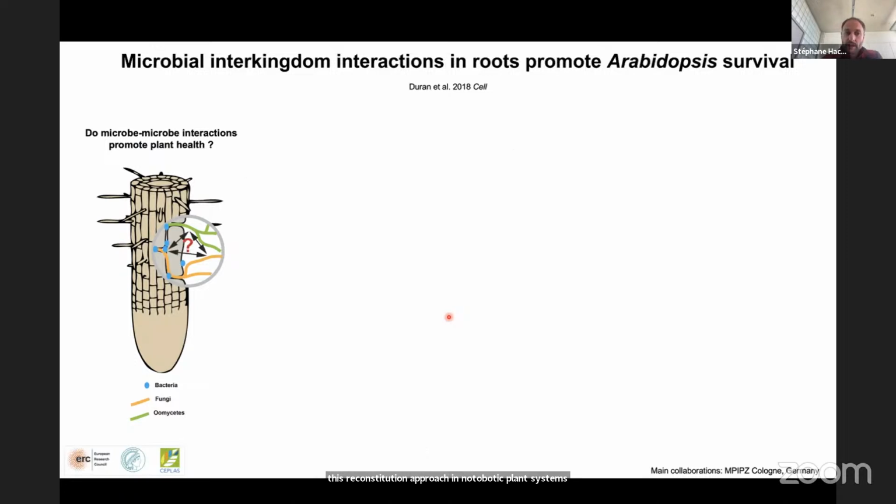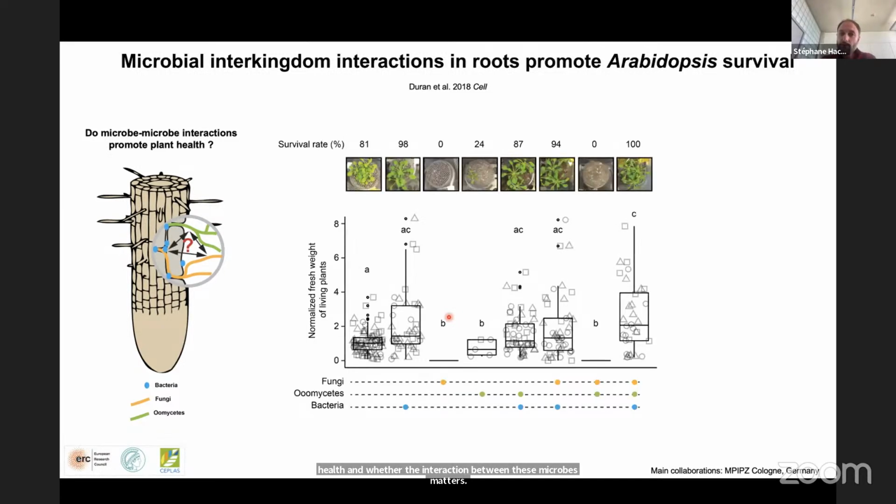So the first question we ask is whether these microbes have relevance for plant health, whether these different groups of microbes that include bacteria, fungi, or oomycetes, whether they are relevant for plant health, and whether the interaction between these microbes matters for plant survival. So what we did, we recolonized this flow pot system with different communities of bacteria, fungi, or oomycetes, as well as their combinations, as you can see here. And we looked at the effect on shoot fresh weight of the plant and the survival rate.